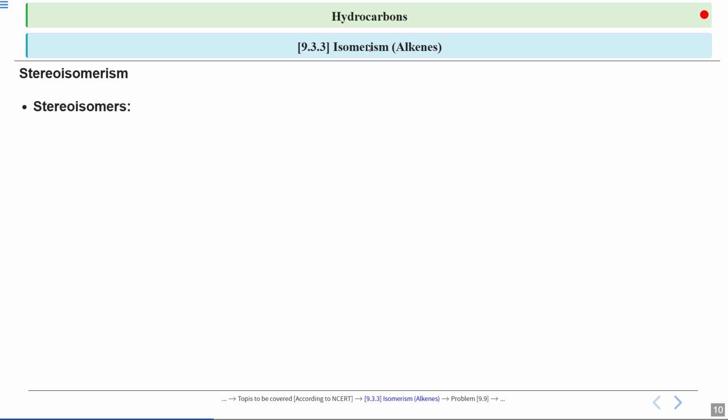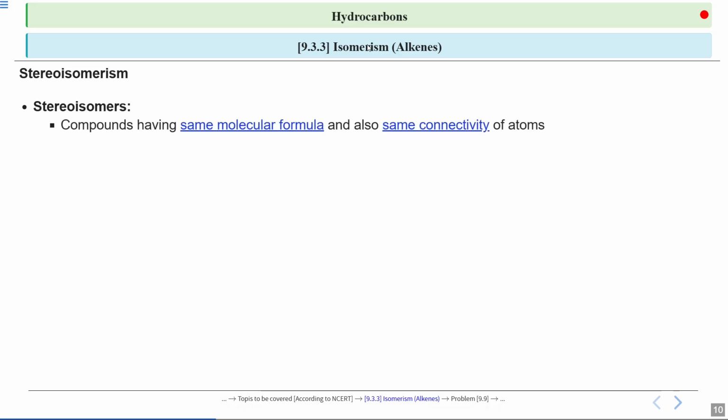Now let us introduce the term stereoisomers. These are compounds having the same molecular formula but a different spatial arrangement. Remember, in this type of isomer, the connectivity of atoms will not change. This is very important to remember. In stereoisomers, the connectivity of atoms is the same, only the spatial arrangement, meaning how the atoms are pointing in open space, is changing. So we can say that stereoisomers differ in spatial arrangement. This means that even though the atoms are connected in the same way, their 3-dimensional orientation in space is different.